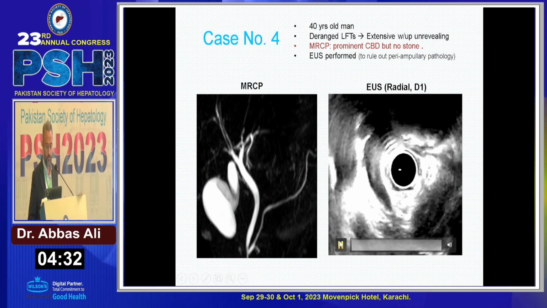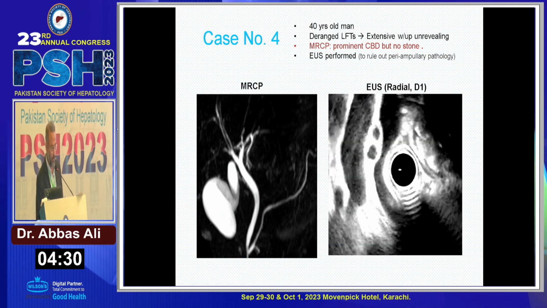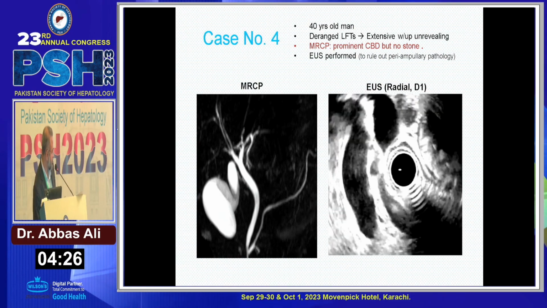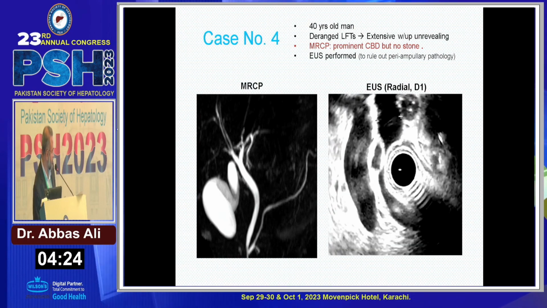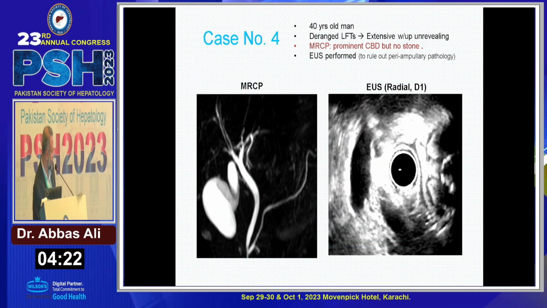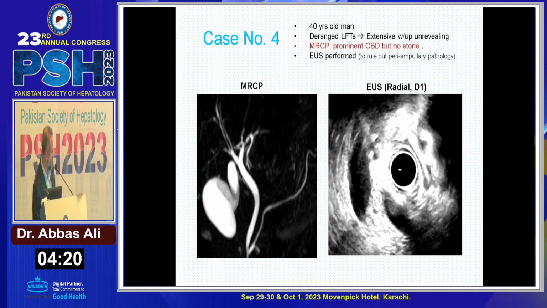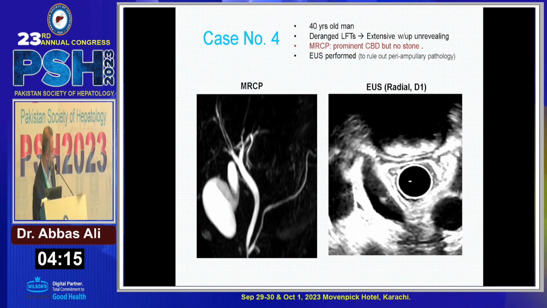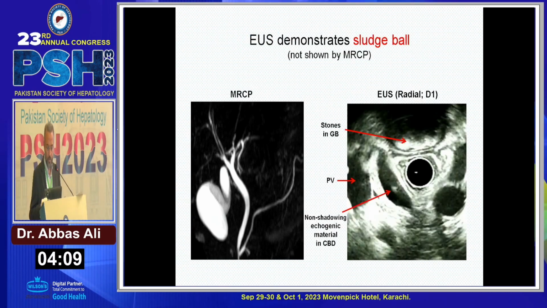This is the video. You can see this is the CBD as it is appearing from the radial EUS. This is dilated. It is being measured. And this is the distal part. You can see that there is some echogenic material in the distal area. This one, which is surprisingly not casting an acoustic shadow. So the EUS can demonstrate small sludge balls, which might sometimes be missed by the MRCP.